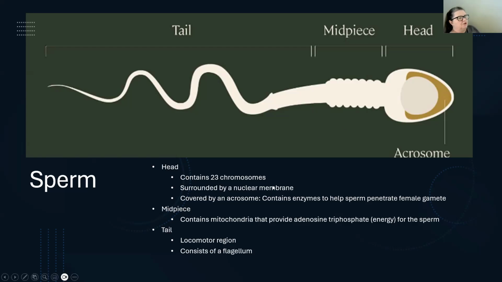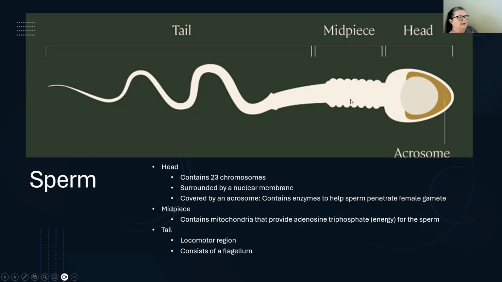The head is surrounded by a nuclear membrane, and this is also where the 23 chromosomes are housed that will then meet up with the 23 chromosomes of the egg to make the 46 chromosomes that will, if fertilized, produce an embryo. Okay? All contained within the head.